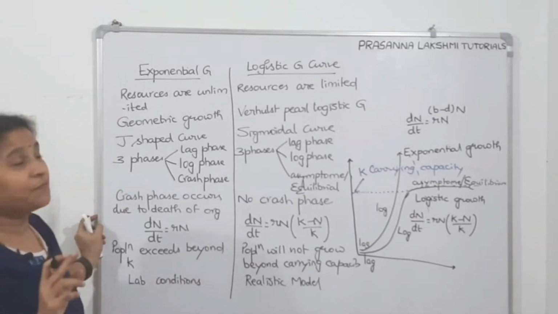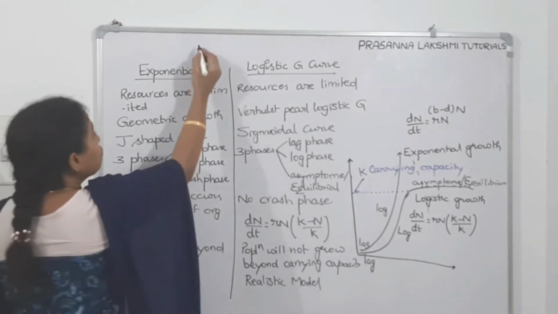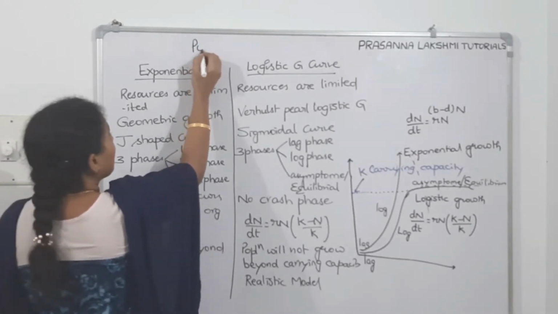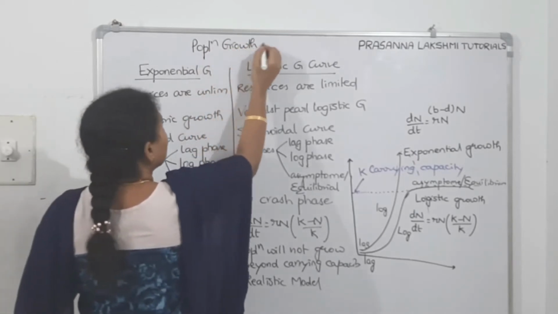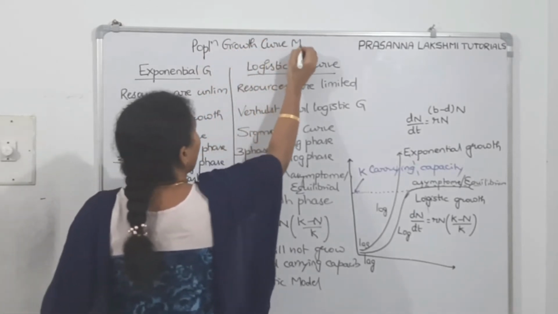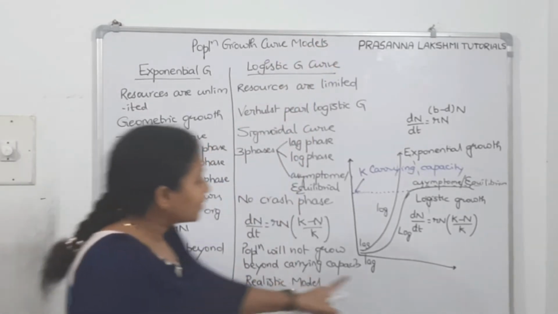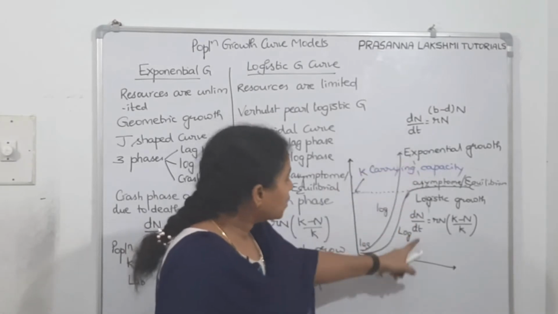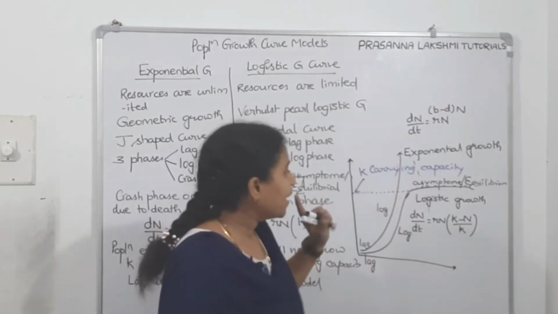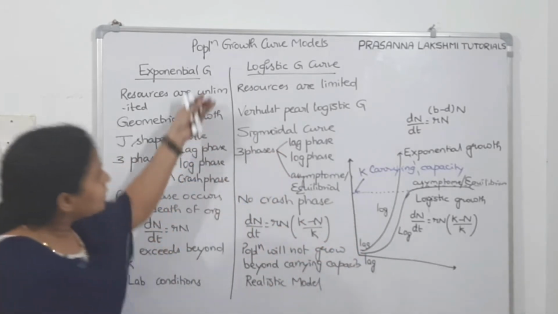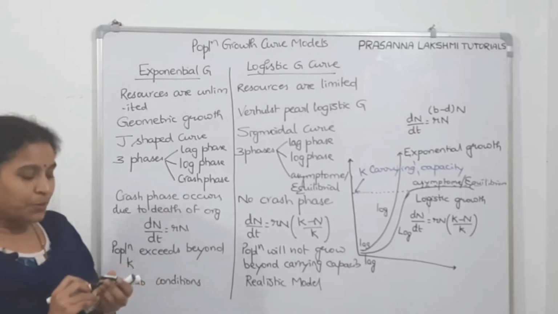So these are the differences between the exponential growth curve and the logistic growth curve. So these two are the population growth curve models. What are they? They are population growth curve models, right? So we understood the diagram also. We have seen the formulas also. We have seen what is carrying capacity. We have seen what are the three phases, and we have seen still more differences in which way we can differentiate logistic from exponential.